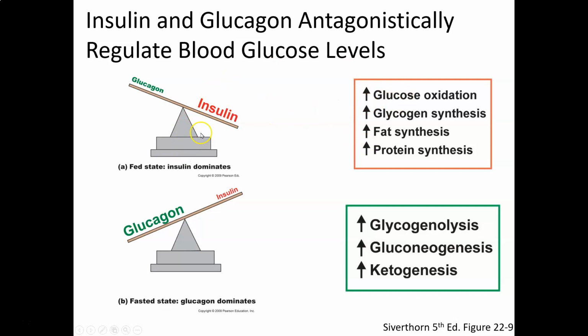I can change the amount of insulin or glucagon in my bloodstream. Insulin promotes cellular uptake of glucose, and glucagon promotes the release of glucose back into the blood. And so they're antagonistic, right? They do the opposite things.